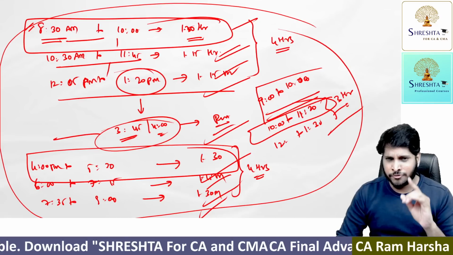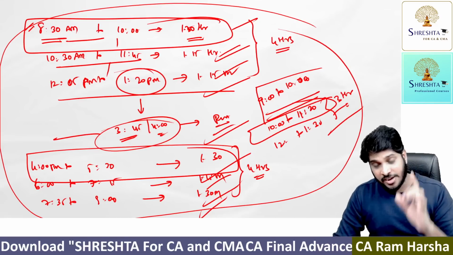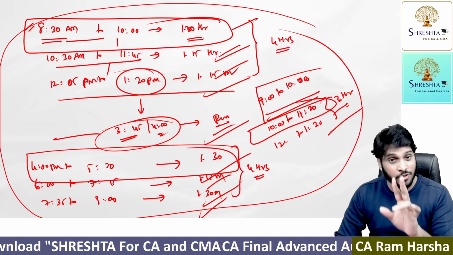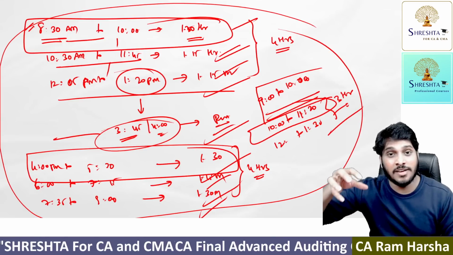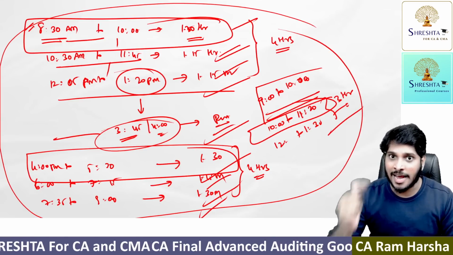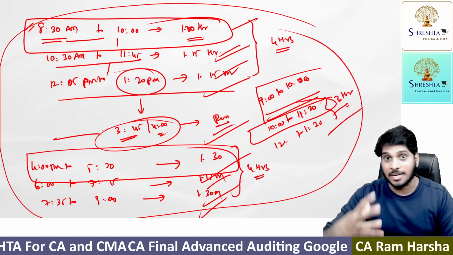Be careful. First, select any one group, finish it, and then only go for another group, even though you're targeting both groups in the May exam. First, focus on one group. It is always better to qualify a single group rather than failing in both groups. That's my approach.